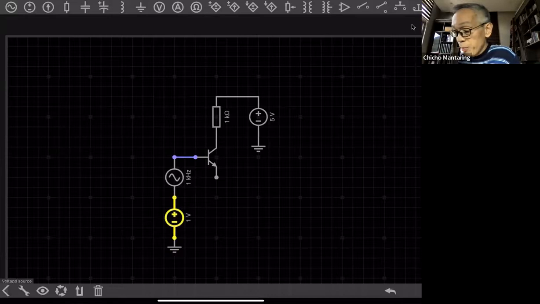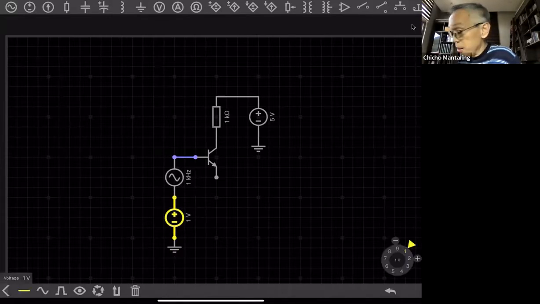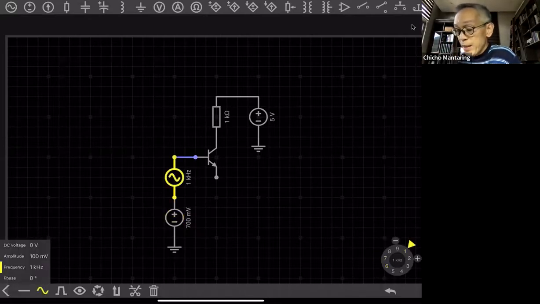Okay, gawin ko tong 0.7, no? Gawin ko yung 0.7. And then this is a little bit too big. Let me decrease the amplitude of my input signal, kasi right now it's 0.1 volt. I want to make it smaller. Just make it 10 millivolts or 20 millivolts peak to peak. And then this one I connect to ground.